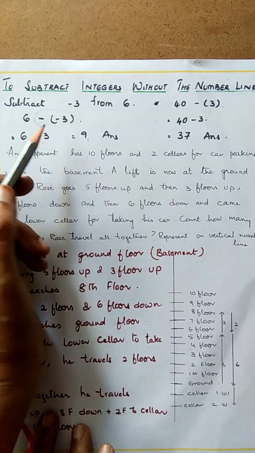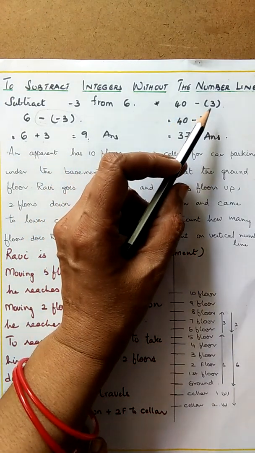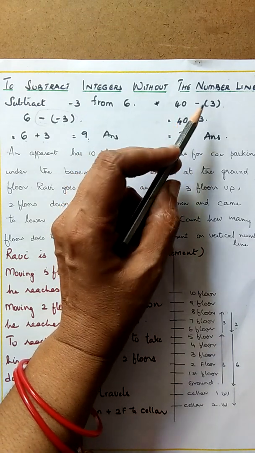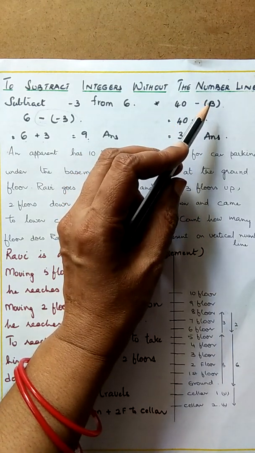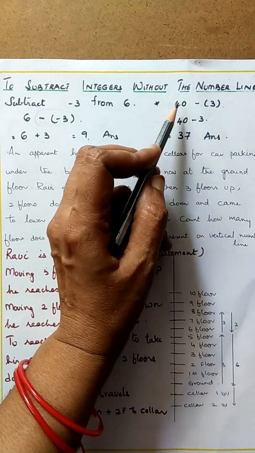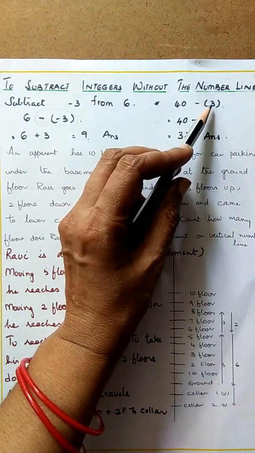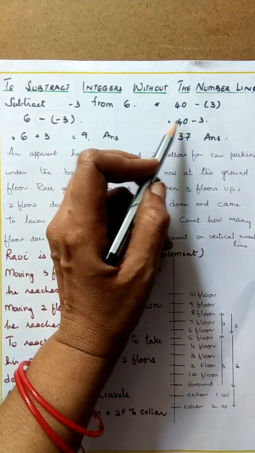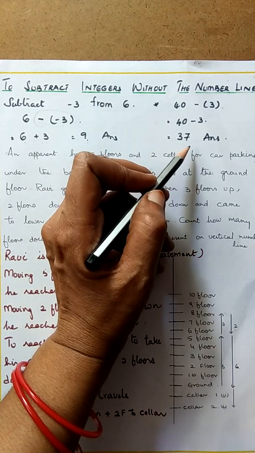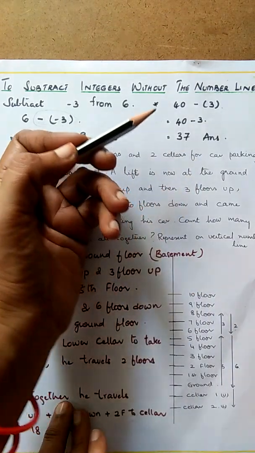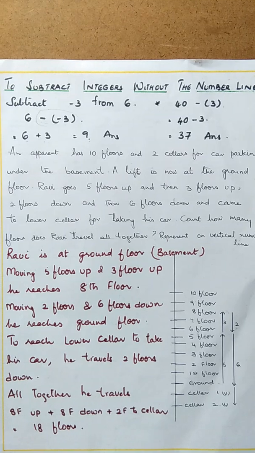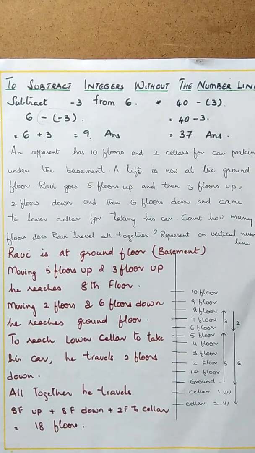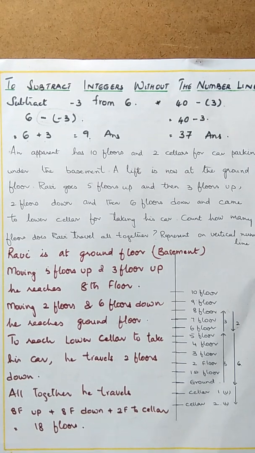Now, another sum. 40 minus 3. Here you have 40, a positive integer, and you are also subtracting a positive integer. So, write 40 as it is, and in place of minus 3, you take plus 3 with a minus sign changed, that is, 40 minus 3 will give you 37. So, this way you can do the subtractions by writing the additive inverse of the given number. Okay. So, like this you keep doing the sums.